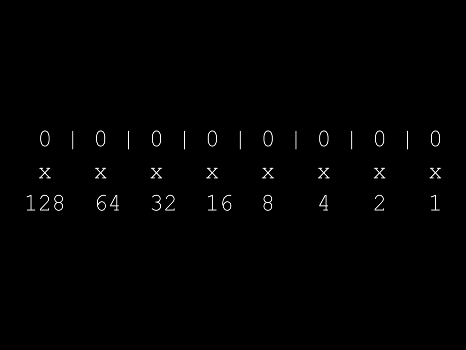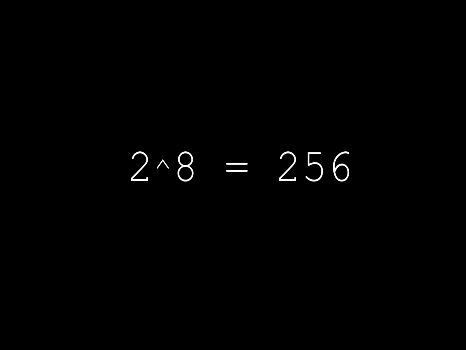Each column, from right to left, represents 2, raised to the power of that column, starting with 0. So, the rightmost column represents 2, raised to the 0 power, or 1, times whatever is in this column. The second column to the left represents 2 raised to the first power, or 2 itself, times whatever is in that column. And in this way, we can represent with 8 bits, 2 raised to the power of 8, or 256 unique values. We call 8 bits a byte.